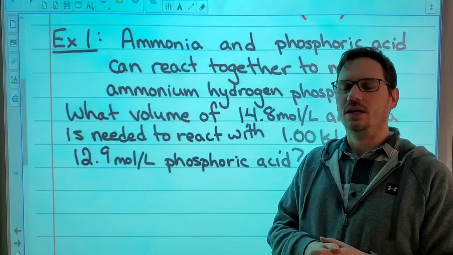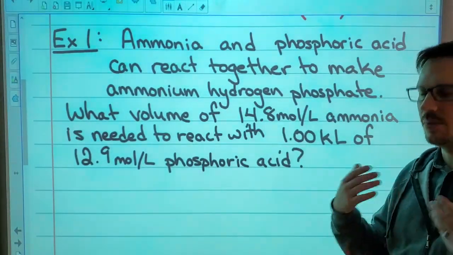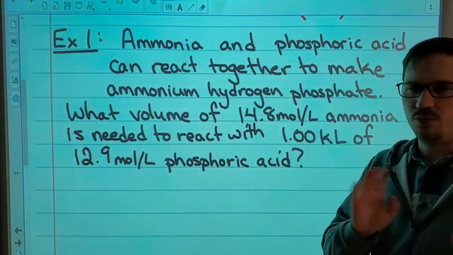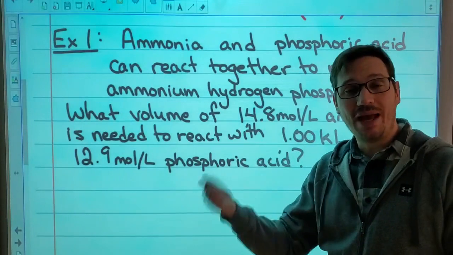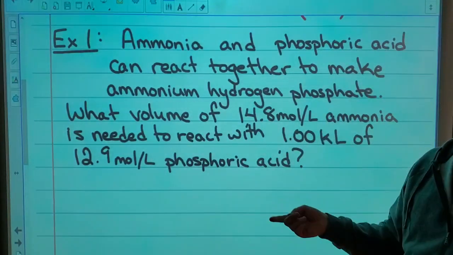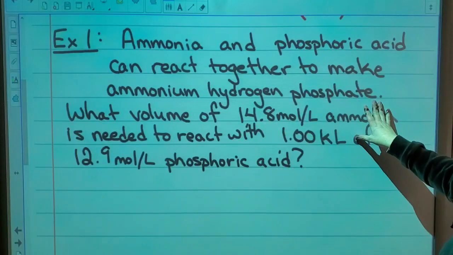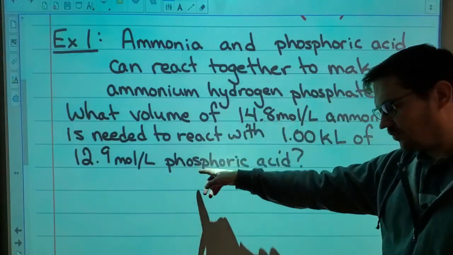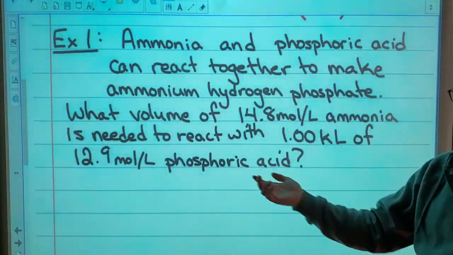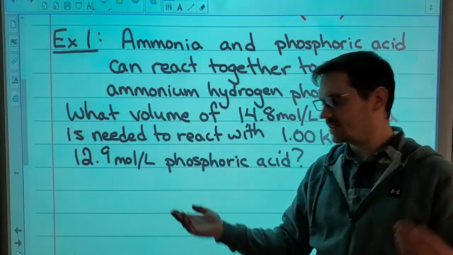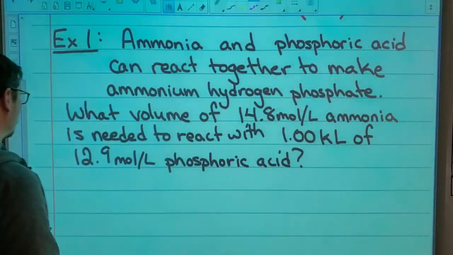Stoichiometry really, you kind of get used to the flow of stoichiometry after a little while, and you're still probably pretty new to this process. So let's go ahead and make a balanced chemical reaction. We know this is stoichiometry because it's talking about what volume of ammonia is required to react with phosphoric acid. So it's saying how much of this to react with this. That's stoichiometry, relating two substances together. So let's go ahead and write a balanced chemical reaction.